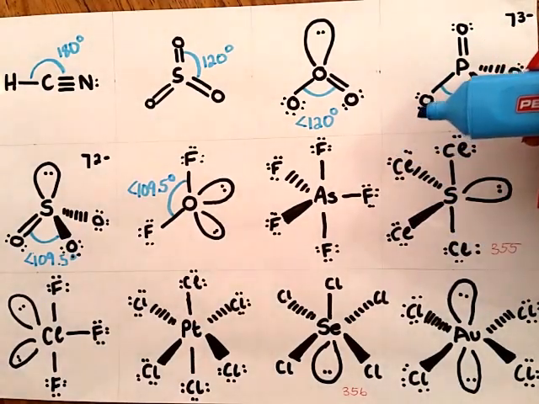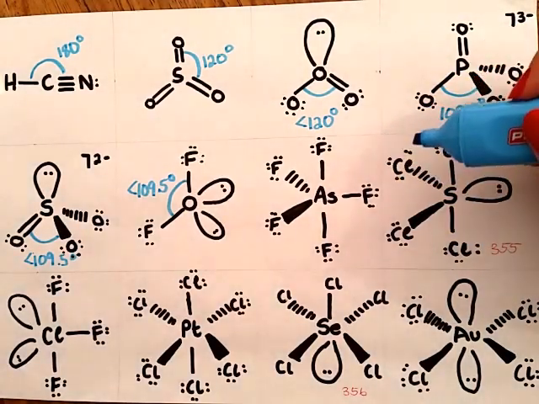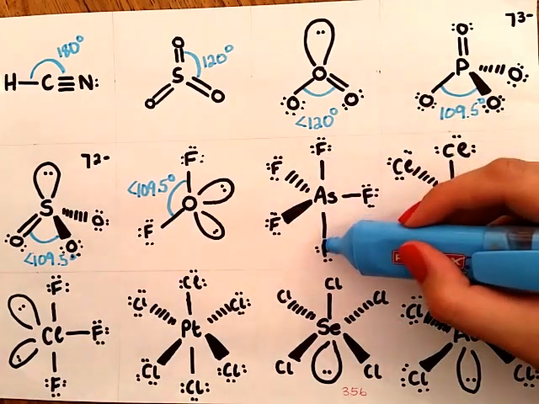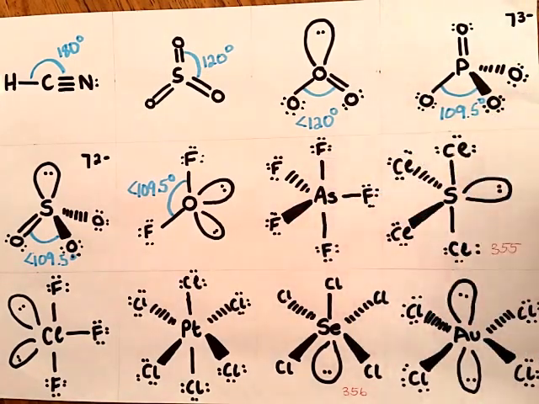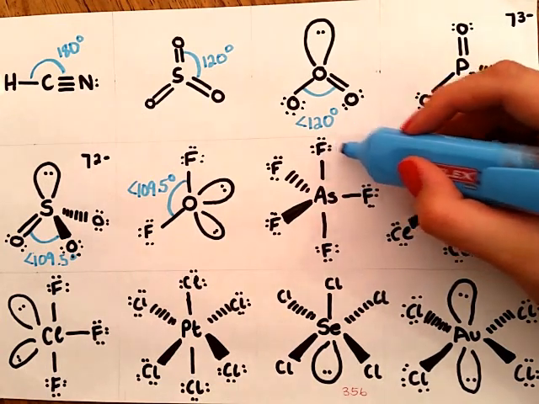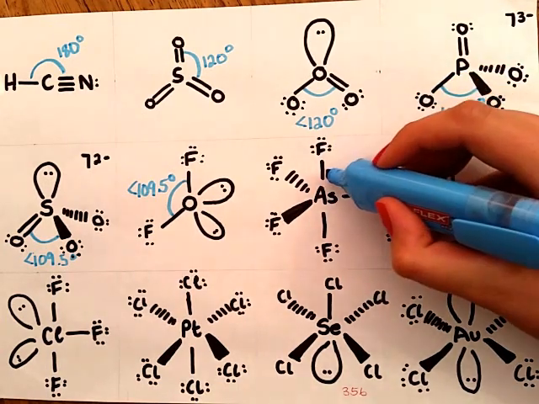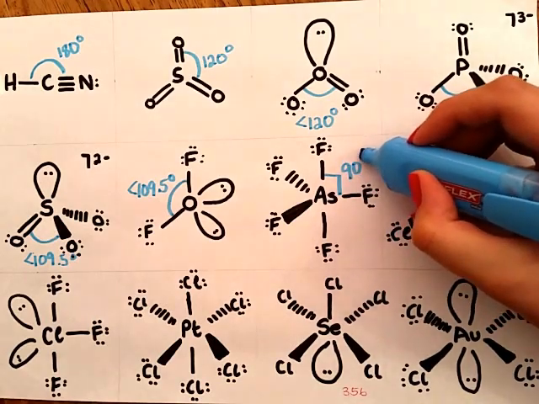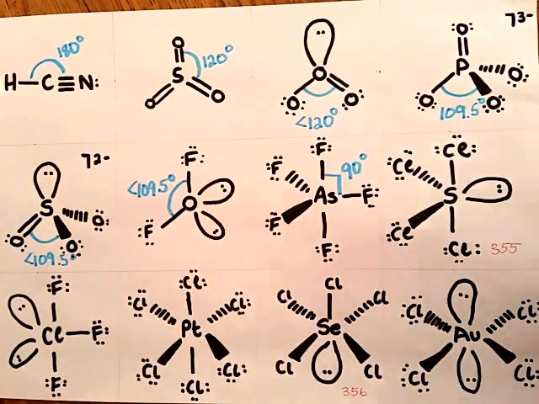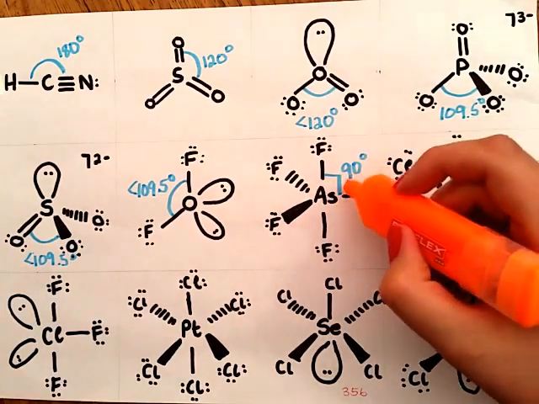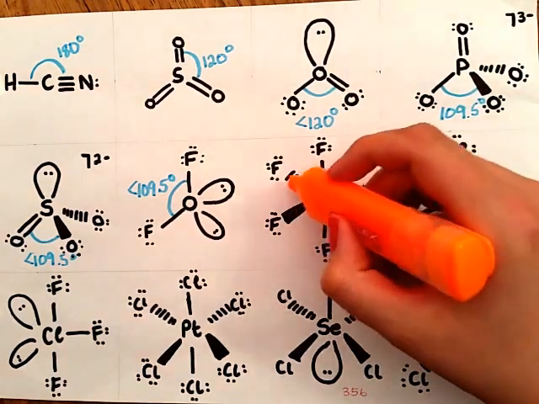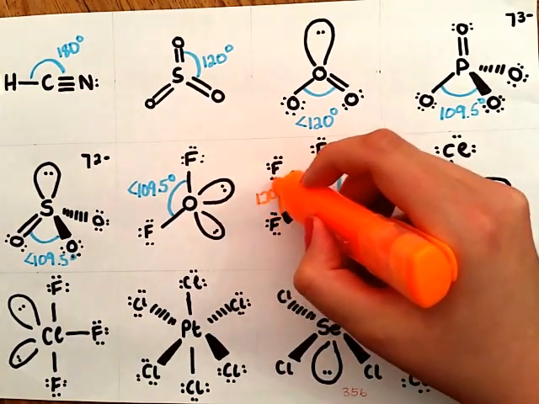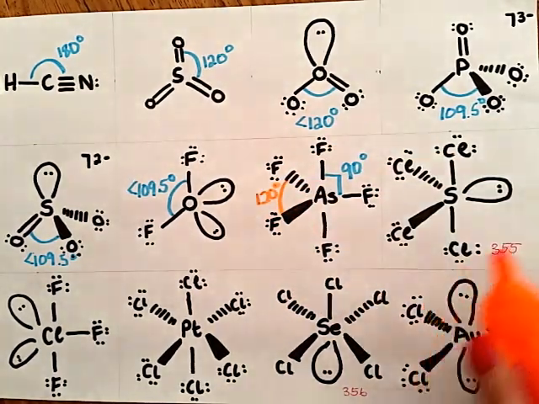For the trigonal bipyramidal structure, we know that we have an equatorial region and an axial region. Between the equatorial domain and the axial domain, there is an angle of exactly 90 degrees. Whereas with the equatorial domain, between each domain there is a bond angle of 120 degrees.